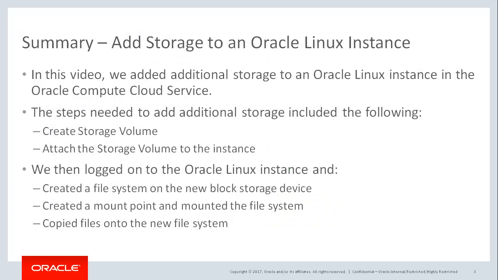So to summarize, in this video we added a 50 gig storage volume to an existing Oracle Linux instance in the Oracle Compute Cloud Service. This process required us first to create the storage volume, and then we attached the storage volume to our instance. We then logged on to our instance and made this new storage volume usable. Created an ext3 file system on the device, created a mount point and mounted the file system, copied some files onto the file system to show that it was usable.